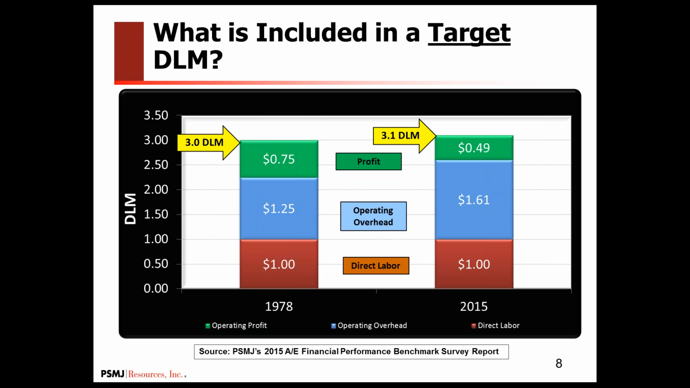0.75 as profit. Unfortunately, our overhead has been growing at a faster rate than we've been increasing our target direct labor multiplier. So the result is that profit has been compressed and it's now 0.49. So hopefully in the next few years we'll keep pushing this number up so that we can recover some of the profit that we've lost over the years.